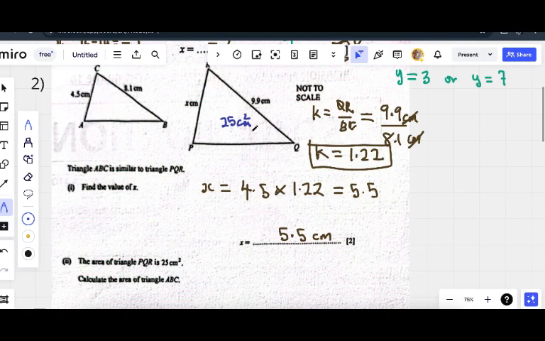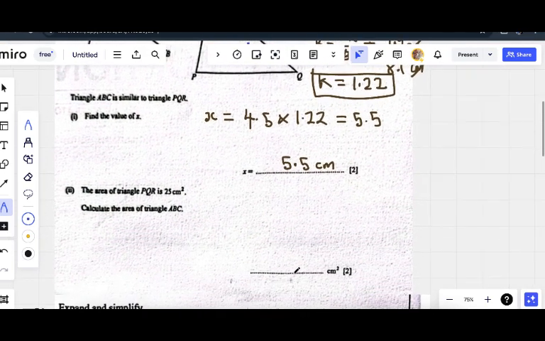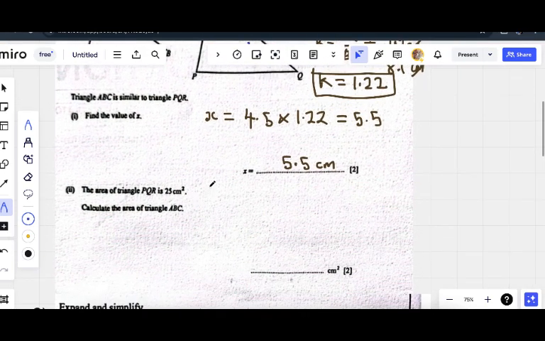To find area, you must calculate what they call the area factor. Area factor means the scale factor squared. So K square. So we're going to square the value of K we got, which is our area factor, K square. So this gives us 1.22 square. If we square this value, what do we get? 1.48. So in one decimal place, we can say 1.5. We say we get our area factor to be 1.5.